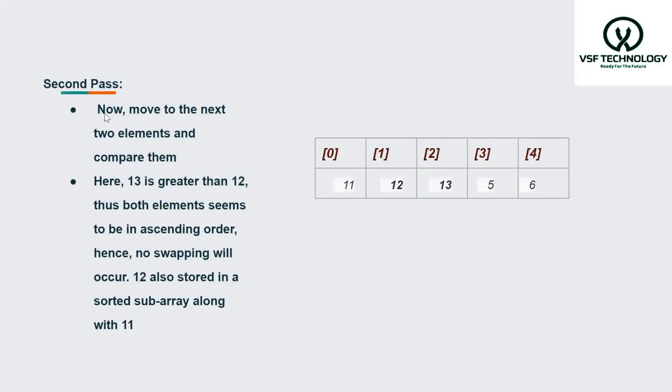Next, second pass. Now move to the next two elements and compare them. Here 13 is greater than 12, thus both elements seem to be in ascending order, hence no swapping will occur. 12 is also stored in the sorted subarray along with 11.